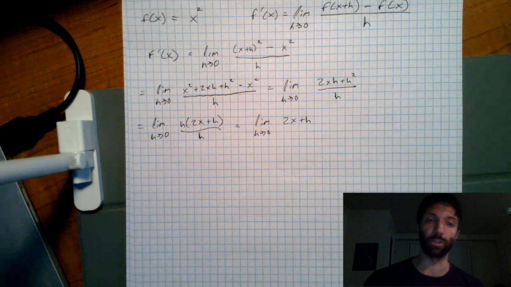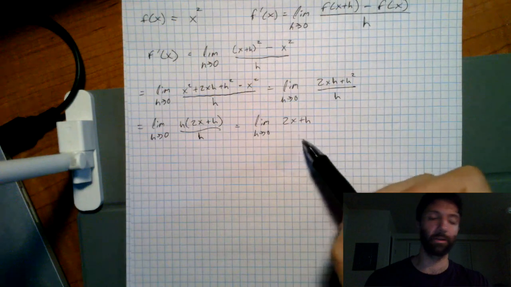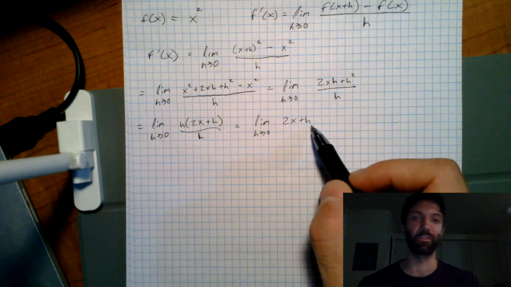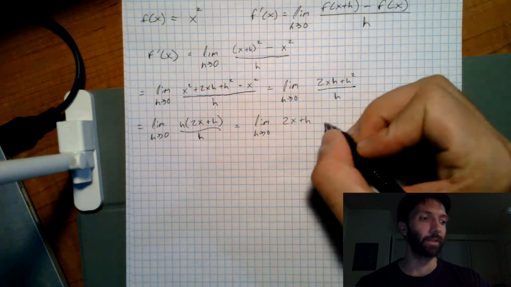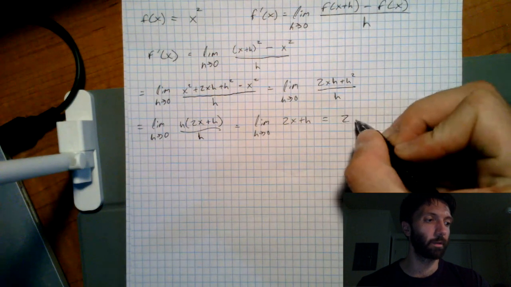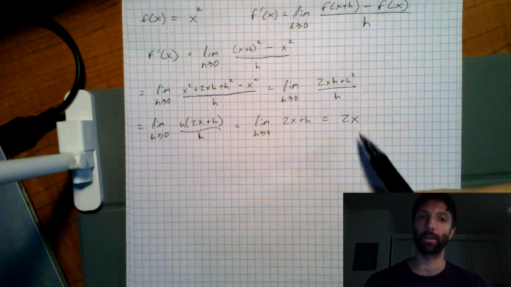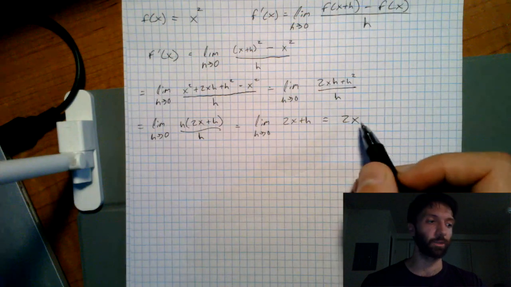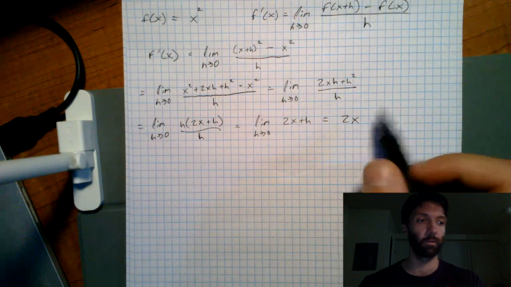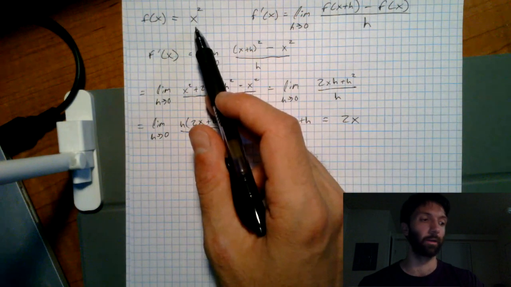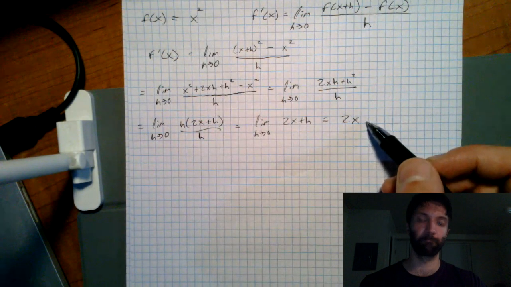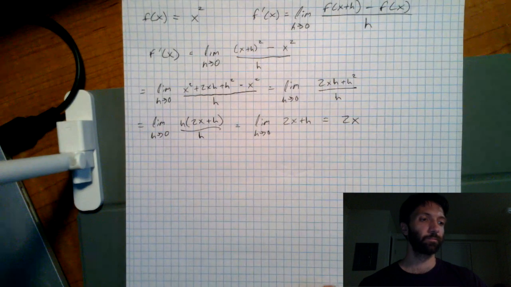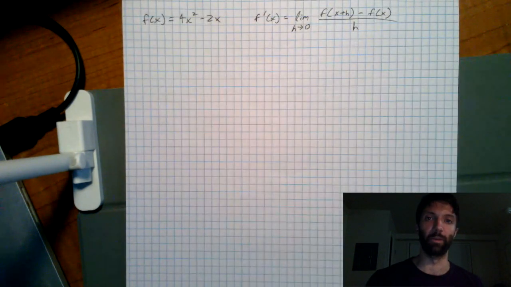And now that we just have 1 in the denominator here, I can now safely substitute my 0 in for h. And so I see that this limit is just equal to 2x. And so we say that f prime of x, or the derivative of f, in other words, the derivative of x squared, is 2x. Okay, so that was a simple polynomial function. And now we'll move on to a bit of a tougher one here.